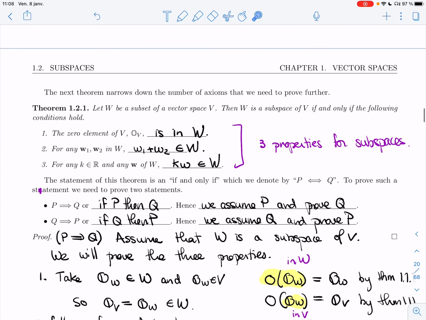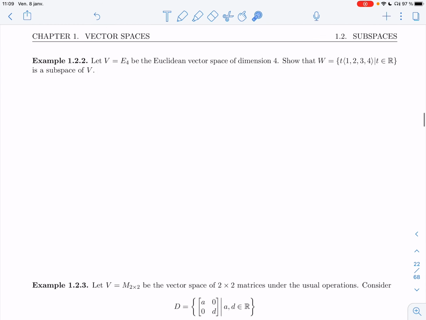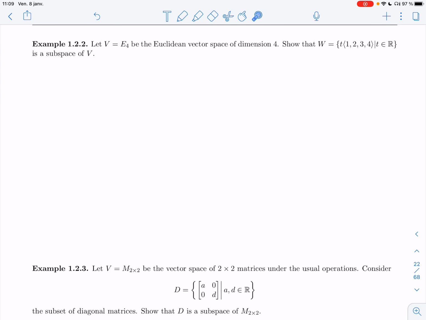All right, so we'll be using this theorem to prove that W, which is t times (1, 2, 3, 4), for all t in R, is a subset of V. All right, so we need to prove the three properties.